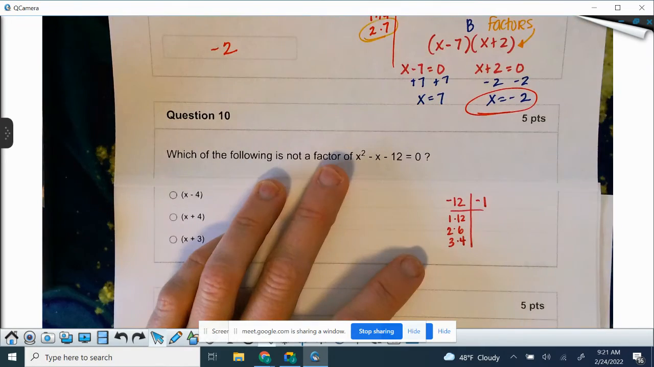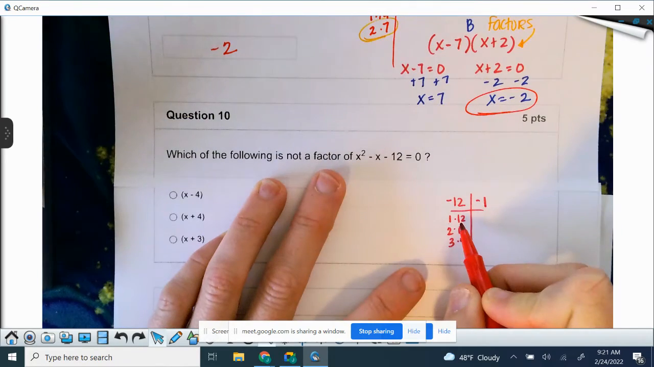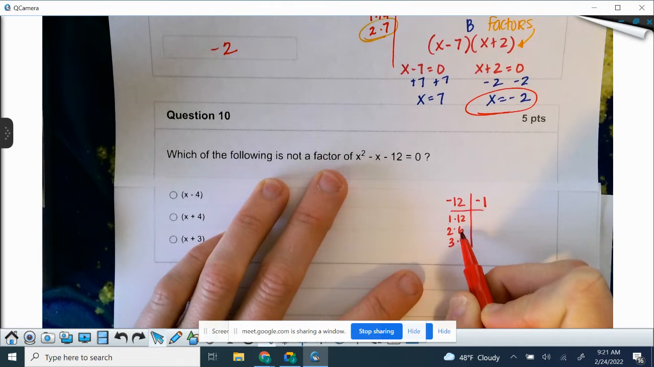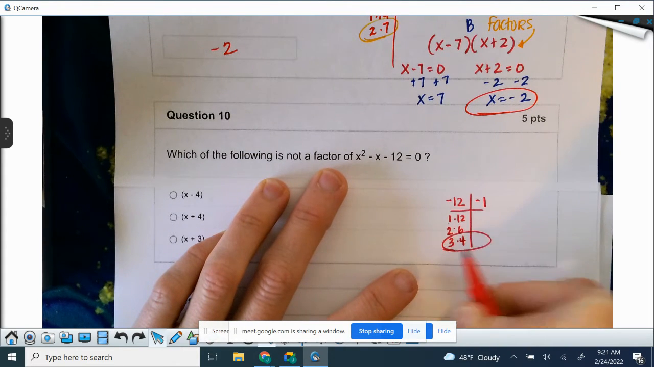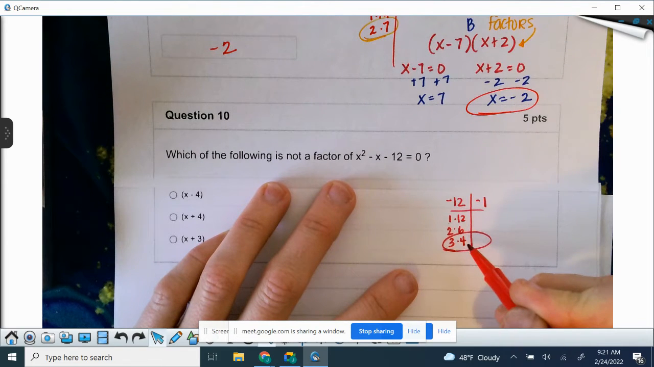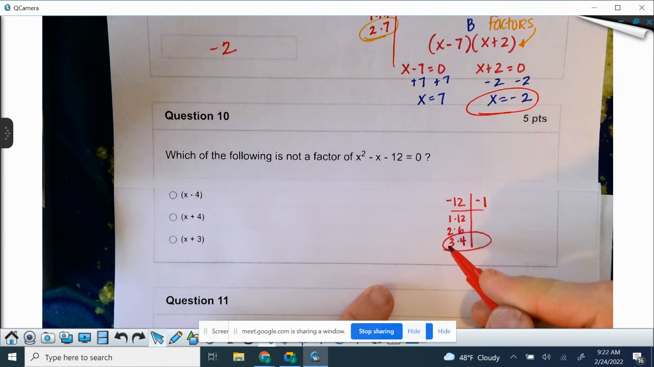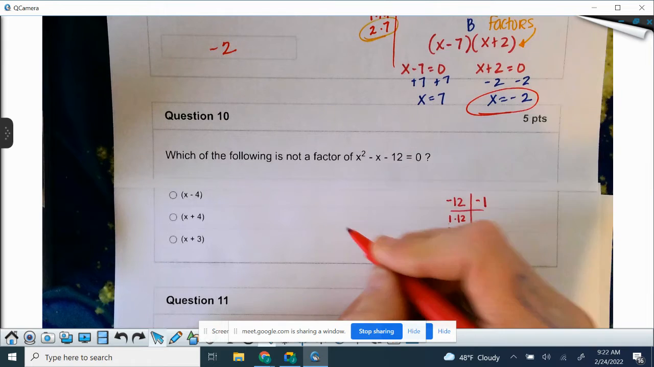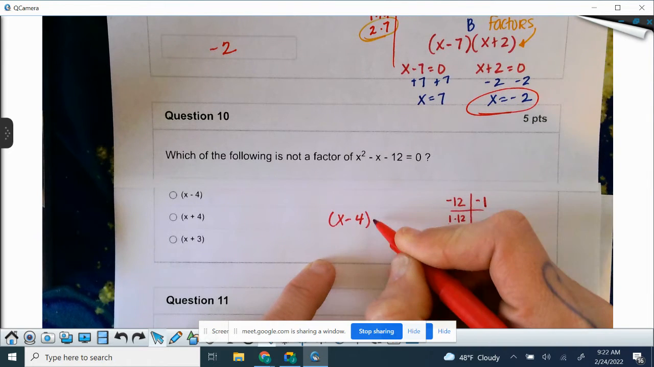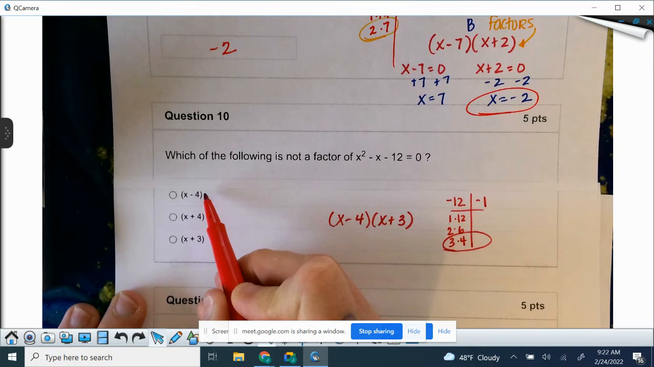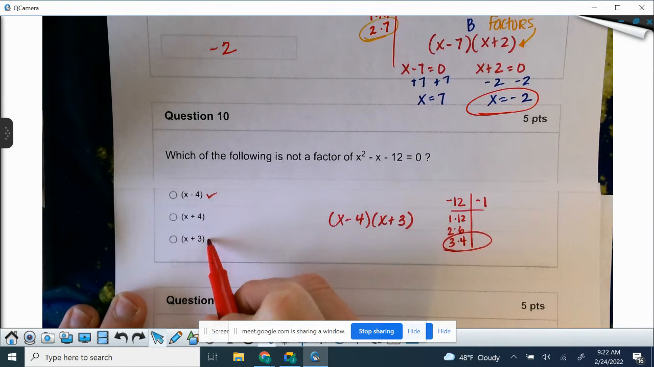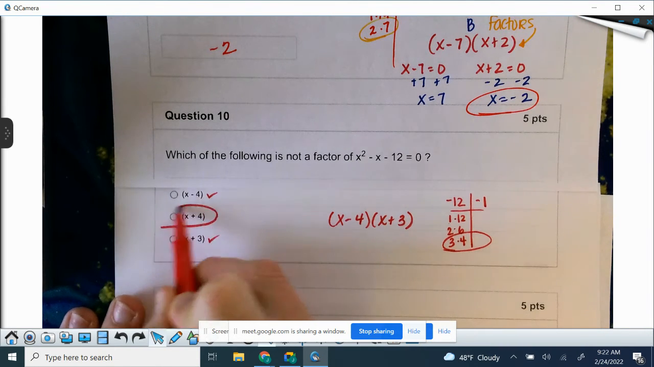you're done. 1 and 12 is 13 or 11. 2 and 6 is 8 or 4. 3 and 4. So we're going to focus on this group here. 4 is going to be negative because the b value is negative. So it's going to be x minus 4, x plus 3. So x minus 4 is, x plus 3 is. So which is not a factor would be x plus 4.